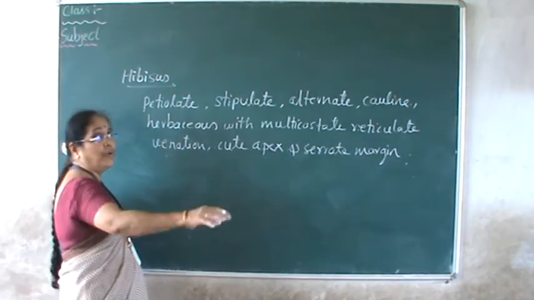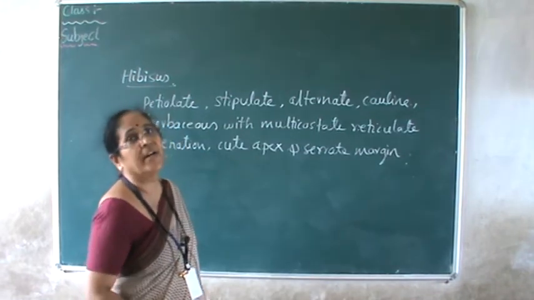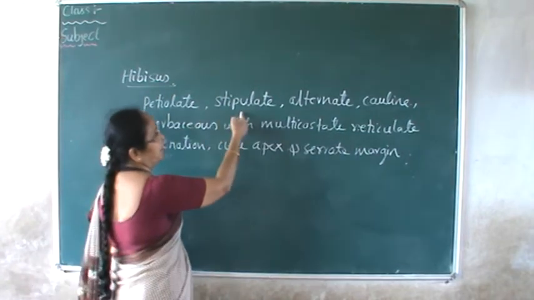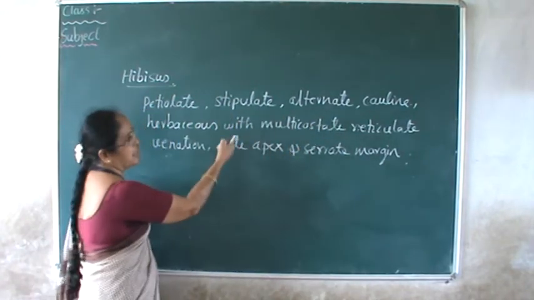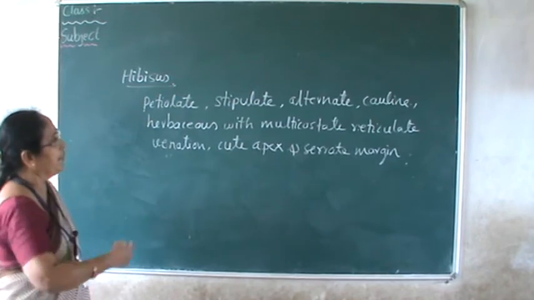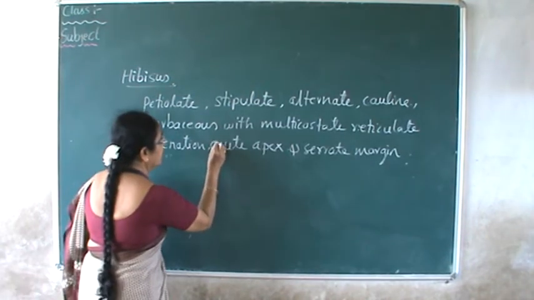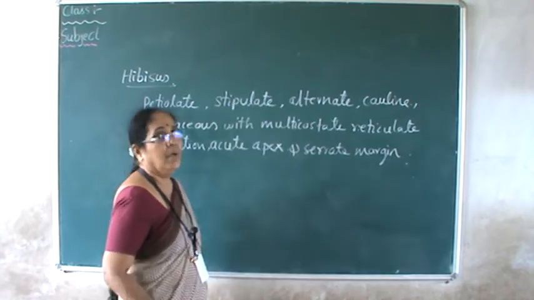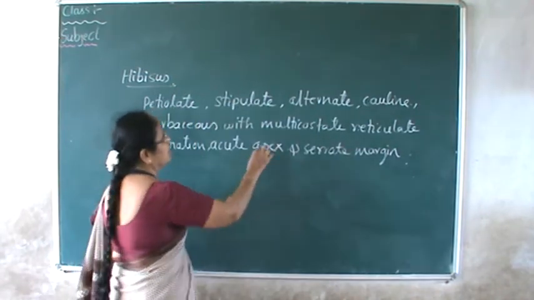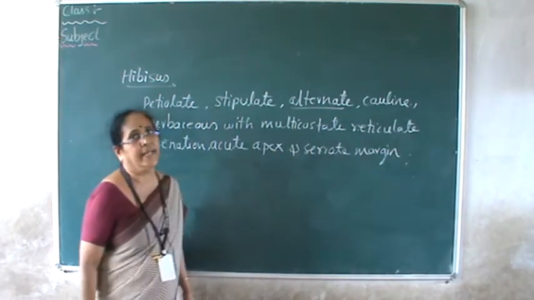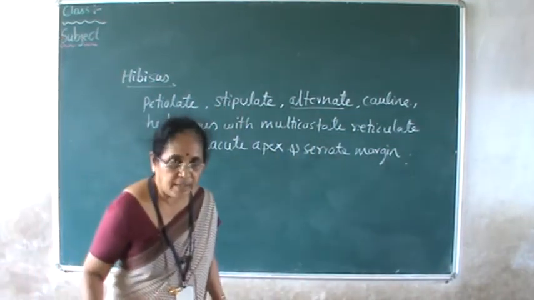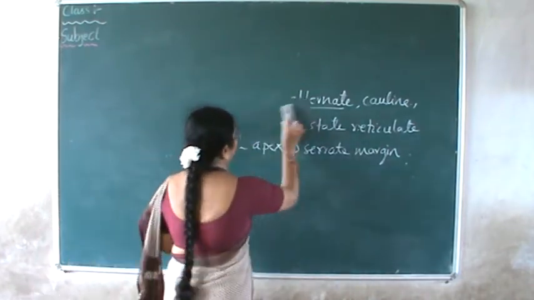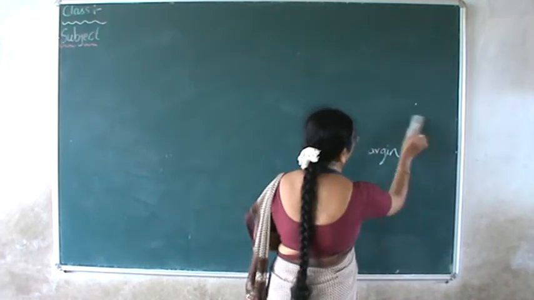Only the student who is studying botany, or studying morphology or taxonomy, will come to know the meaning of petiolate, stipulate, alternate, moline, herbaceous with multicostate reticulate venation, acute apex and serrate margin. I forgot to describe one part in the description of this leaf, that is phyllotaxy, alternate, that is the kind of phyllotaxy. I will complete that. Okay, got it? So write it down, and now you have to practice.